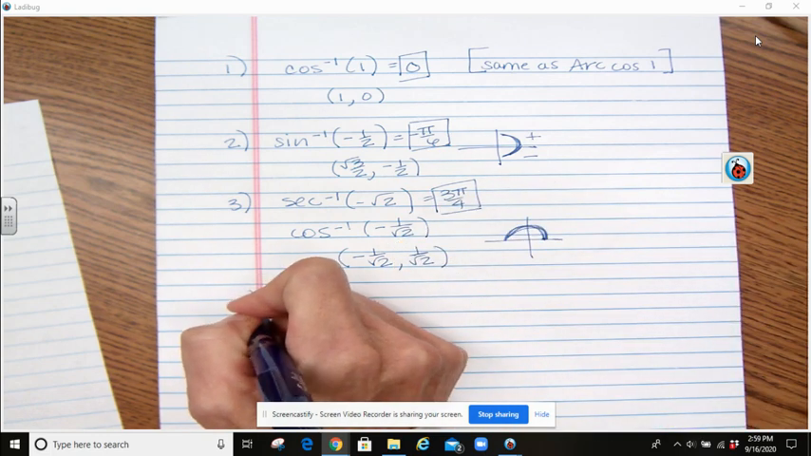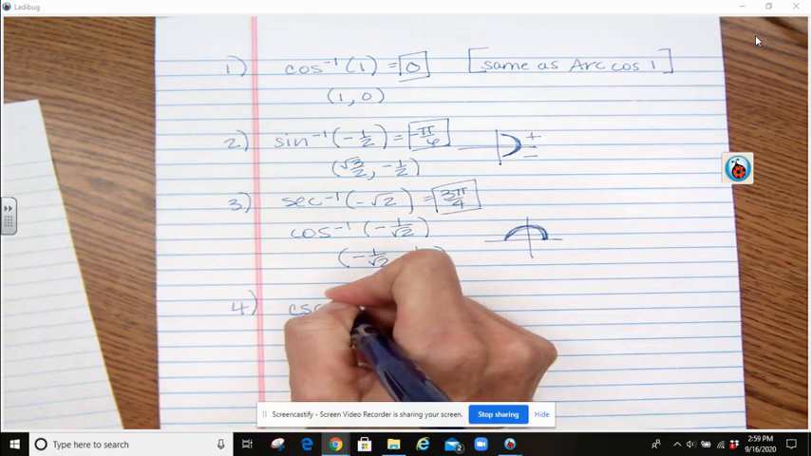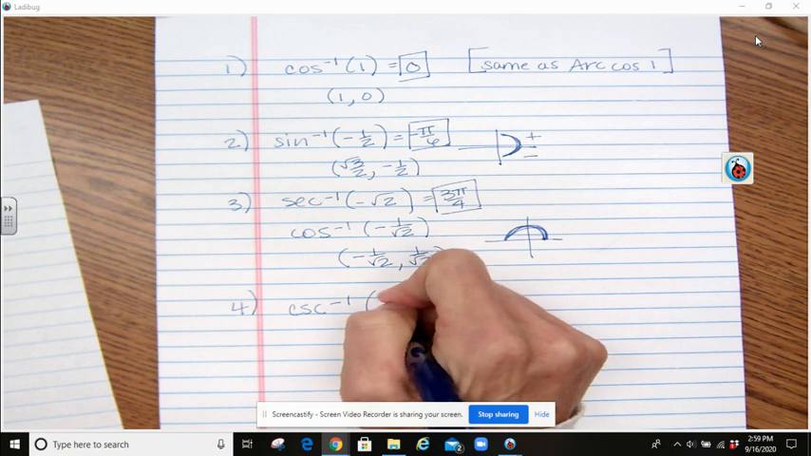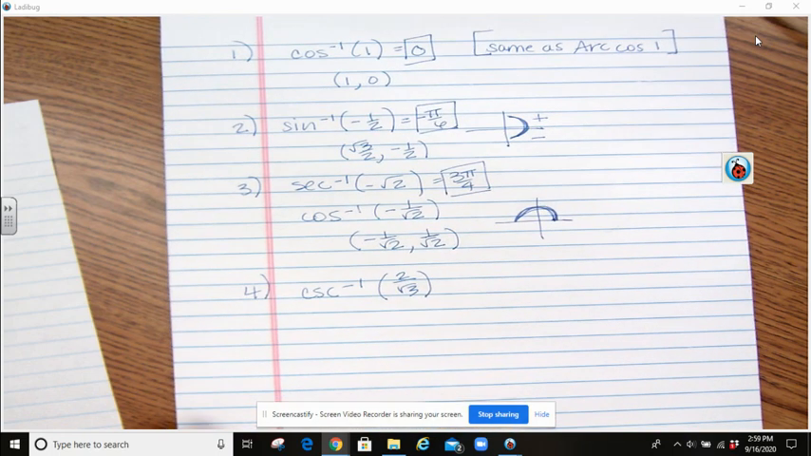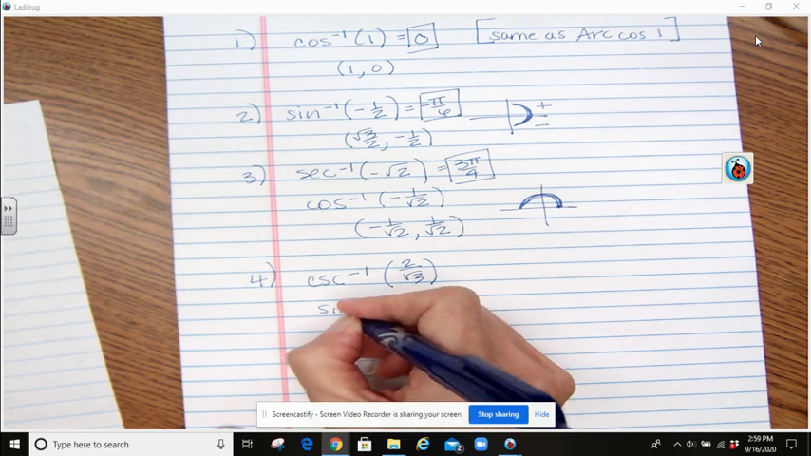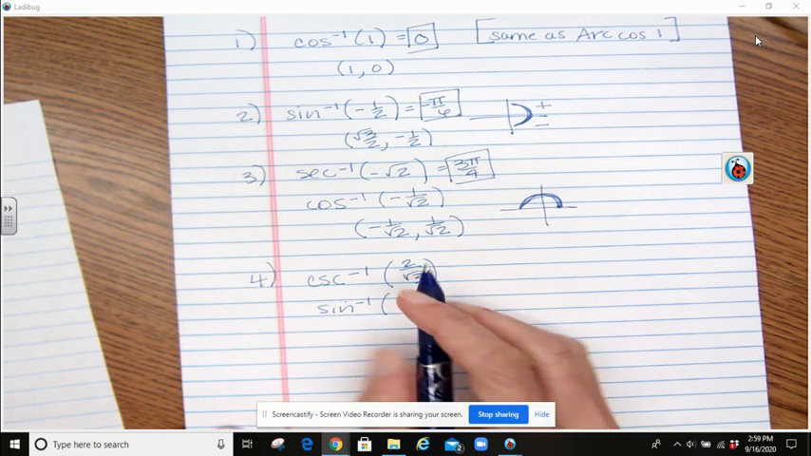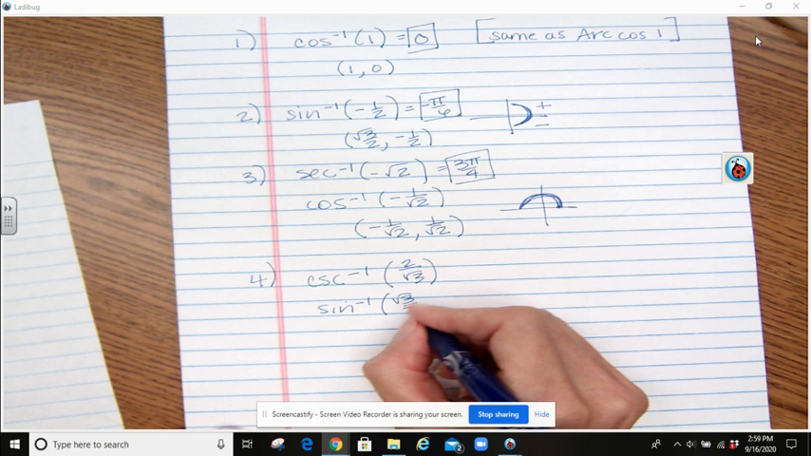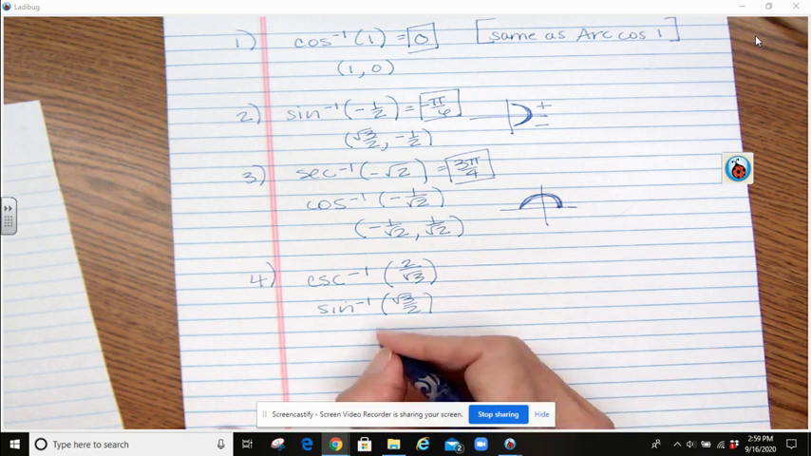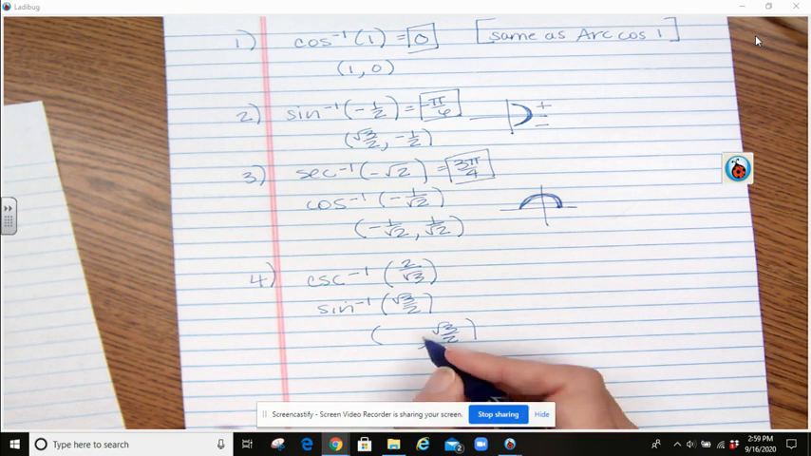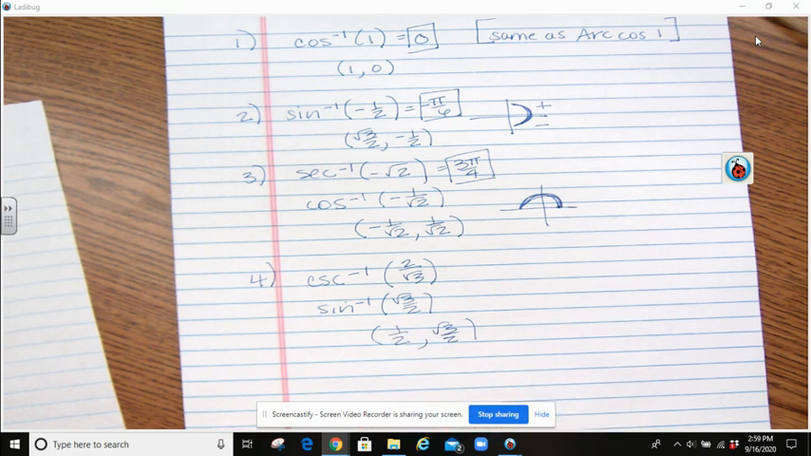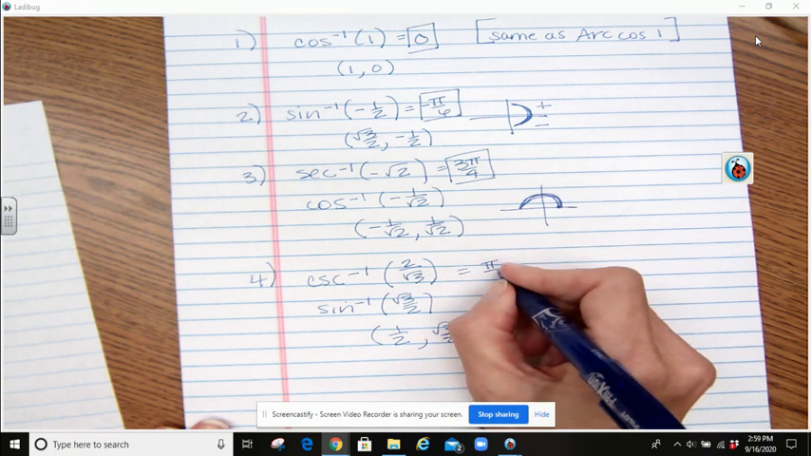Number 4. So what about cosecant? What angle gives me a cosecant value of 2 over square root of 3? I would change that to a sine and do the reciprocal, square root of 3 over 2. Then I would know that the y-coordinate is square root of 3 over 2, which means that the x-coordinate is 1/2, and the angle that gives me that is pi over 3.